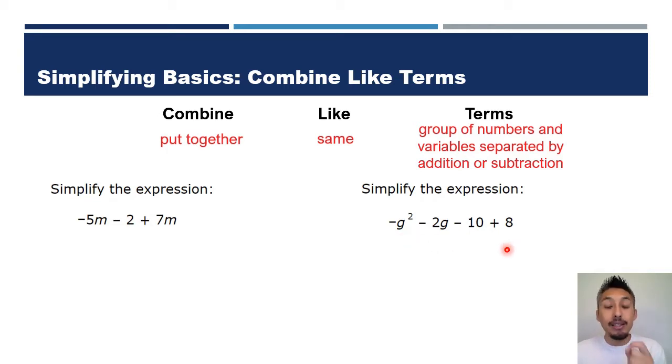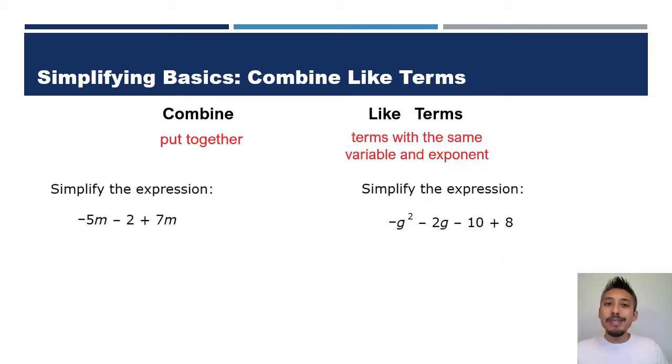But when we think about like terms, it's a different type of problem. So let's change the definition a little bit. When we talk about like terms, what we're really saying is we're talking about terms with the same variable and the same exponent. So let's look back at the first example on the left side. Here we have negative 5m, negative 2, and a positive 7m. These two right here, negative 5m and a positive 7m, they have the same variable.